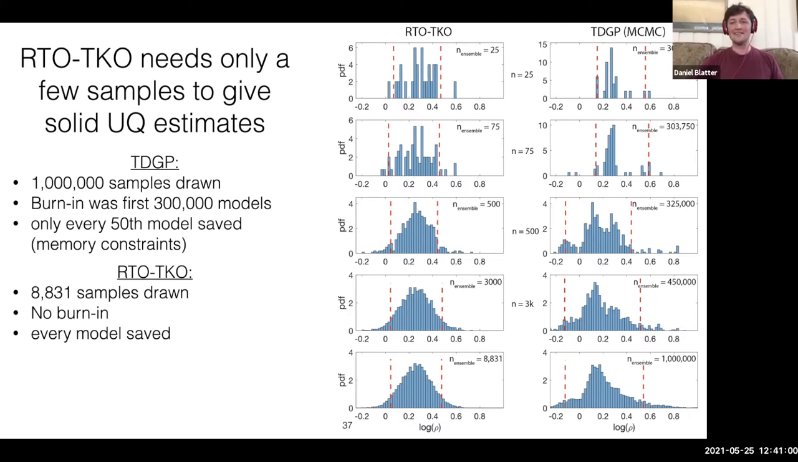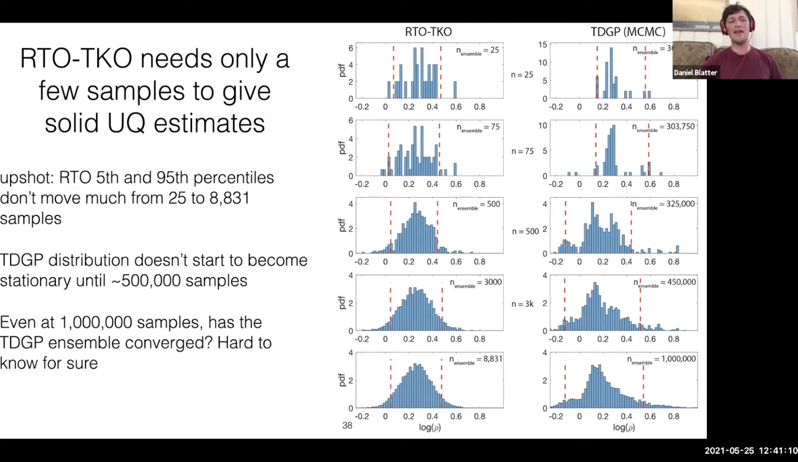So basically, it takes a lot more TDGP models to get the same estimate of these distributions as for RTO-TKO. And really the upshot is, if you start at the top left and look down that left RTO-TKO column, those dashed lines, which represent the fifth and 95th percentiles, don't move much from 25 models to 8,831. Whereas if you look at the right column from top to bottom, the TDGP distribution doesn't start to become stationary until about 500,000 samples have been drawn.